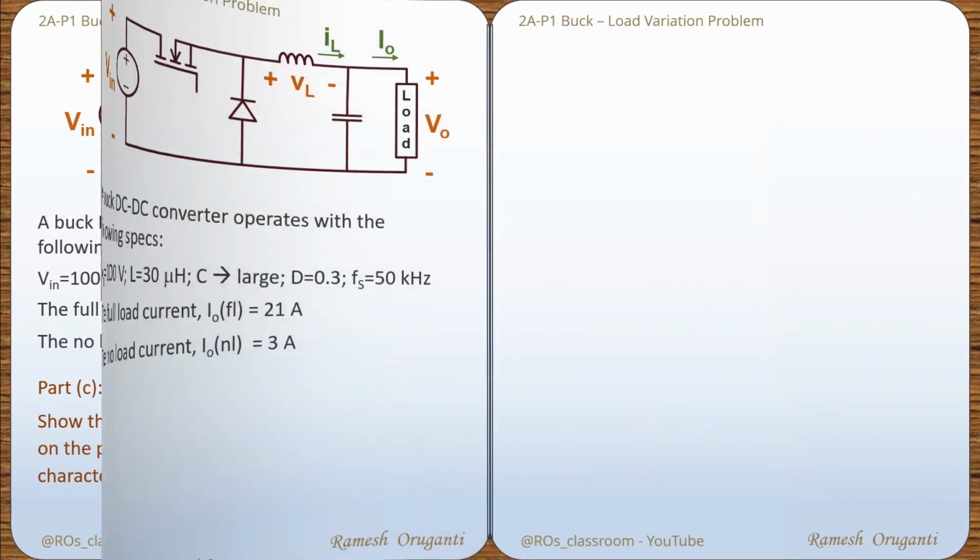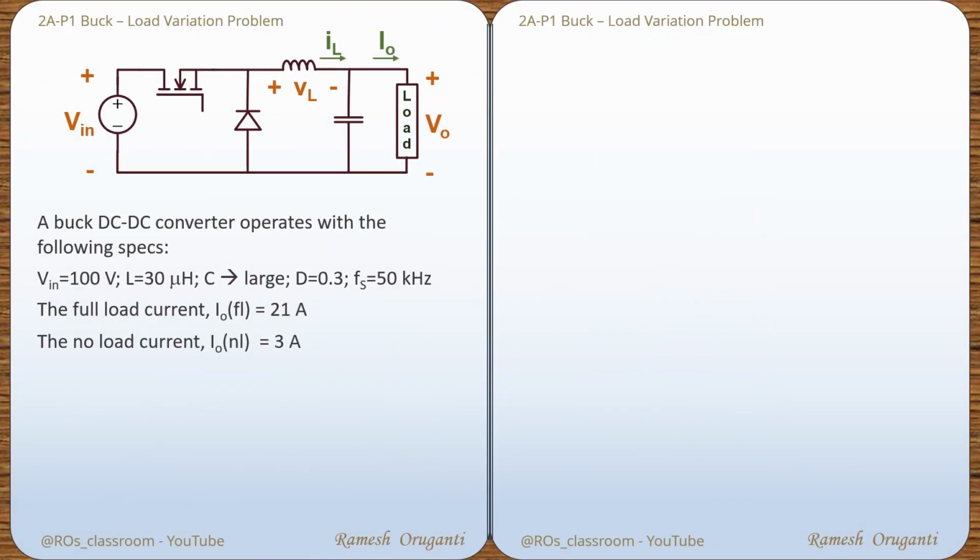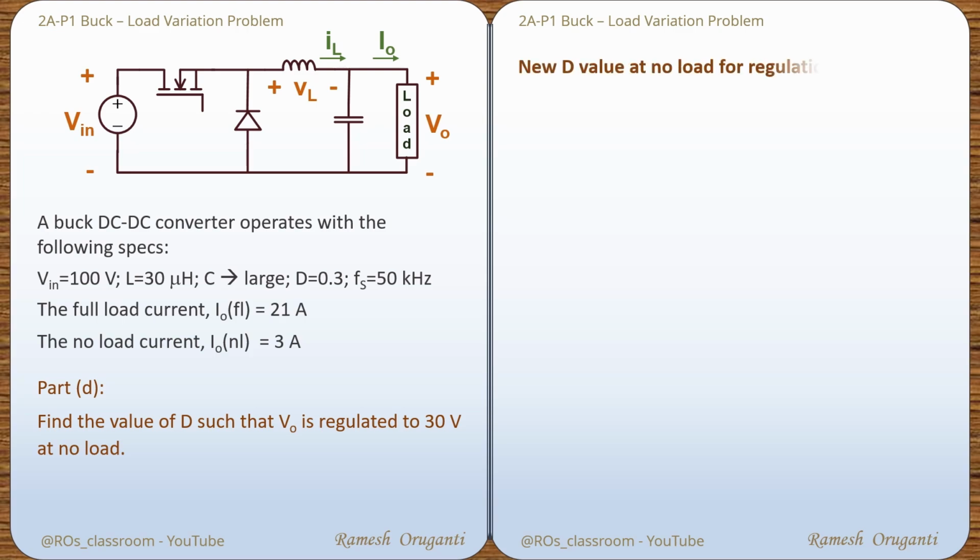Lastly, we will see part D. Find the value of D such that V0 is regulated to 30 volts at no load. Here what we are doing is we are changing the duty cycle so that the output voltage is no longer 50 volts but comes down to 30 volts once again. That means it comes back to the full load value even under no load condition. So let's find the new D value.